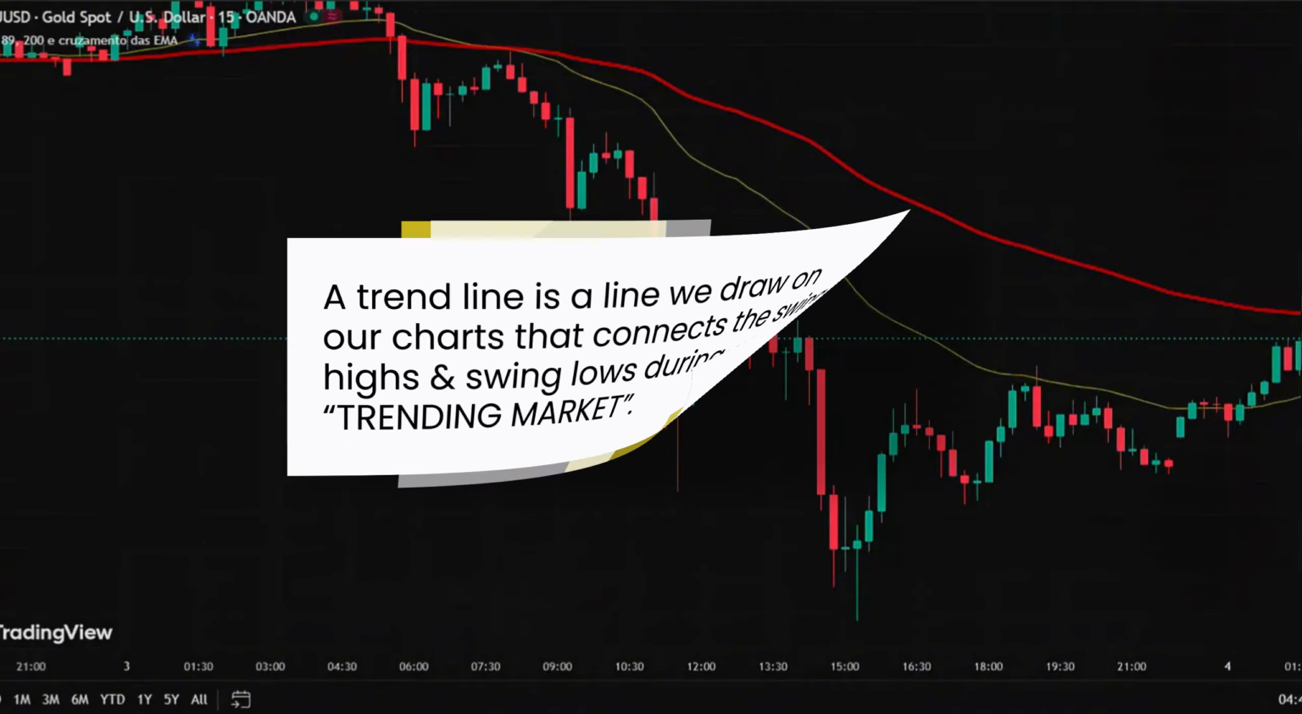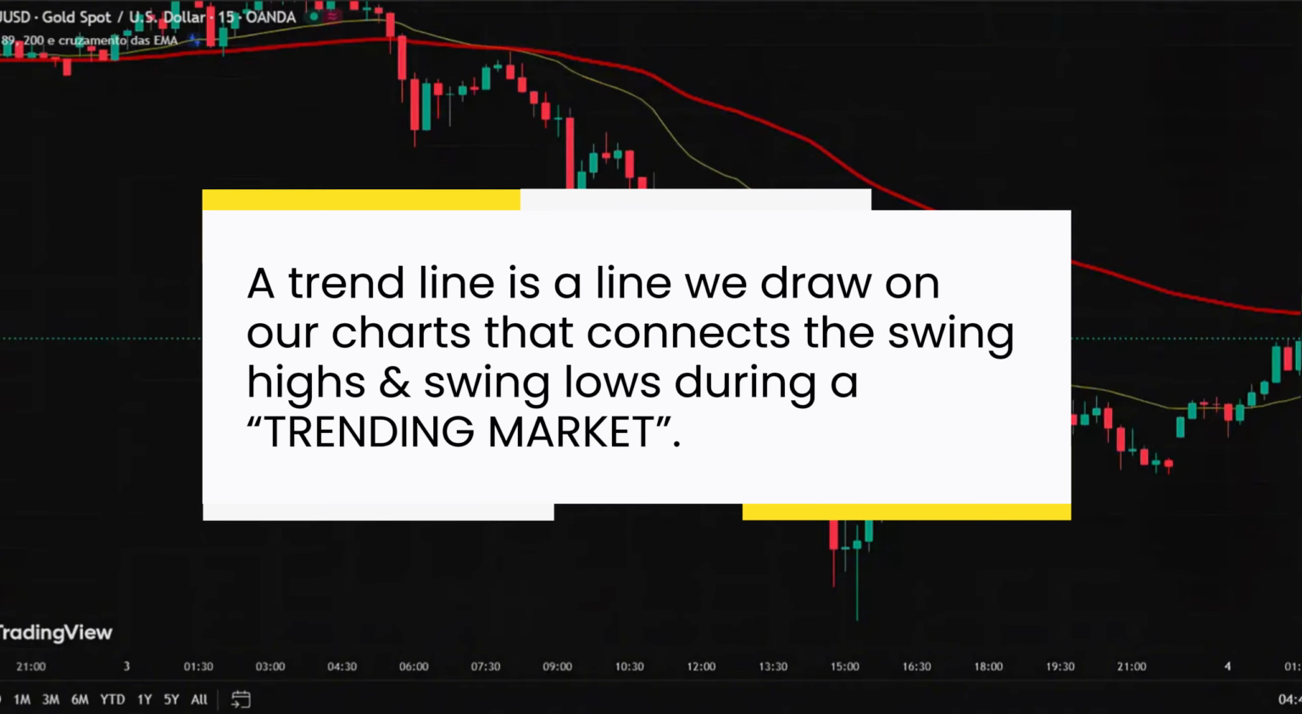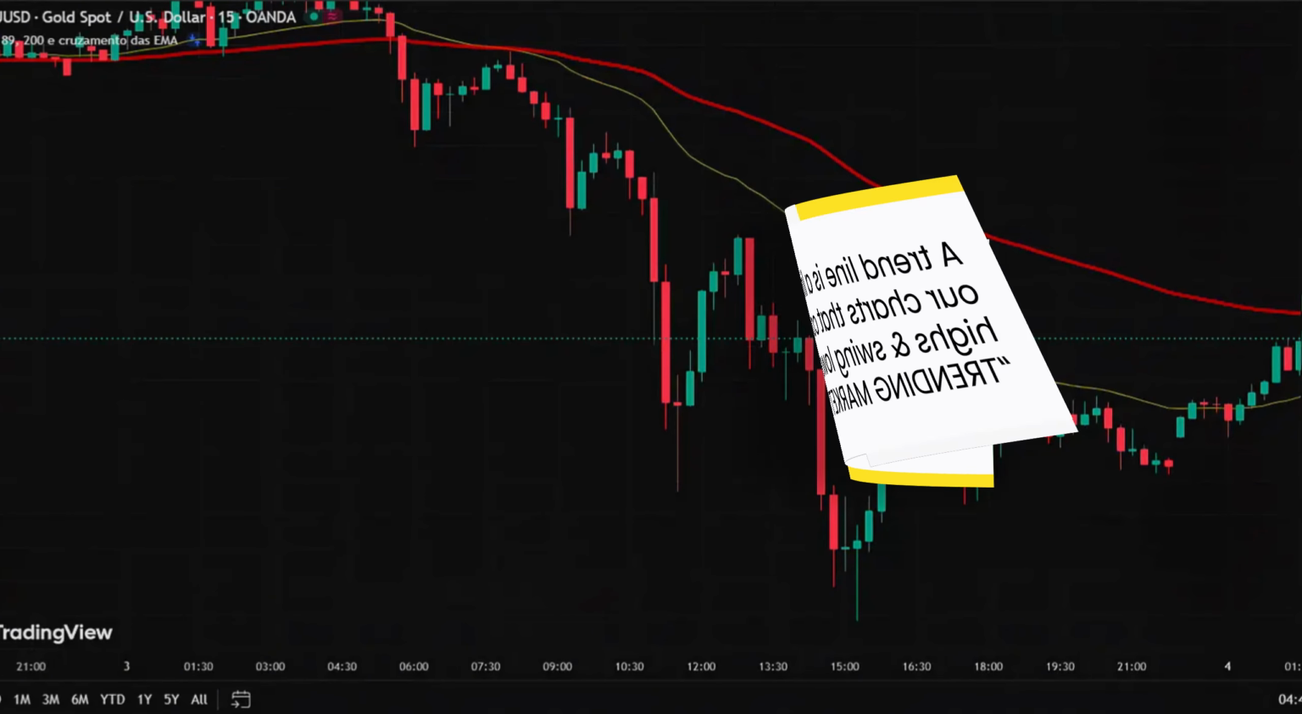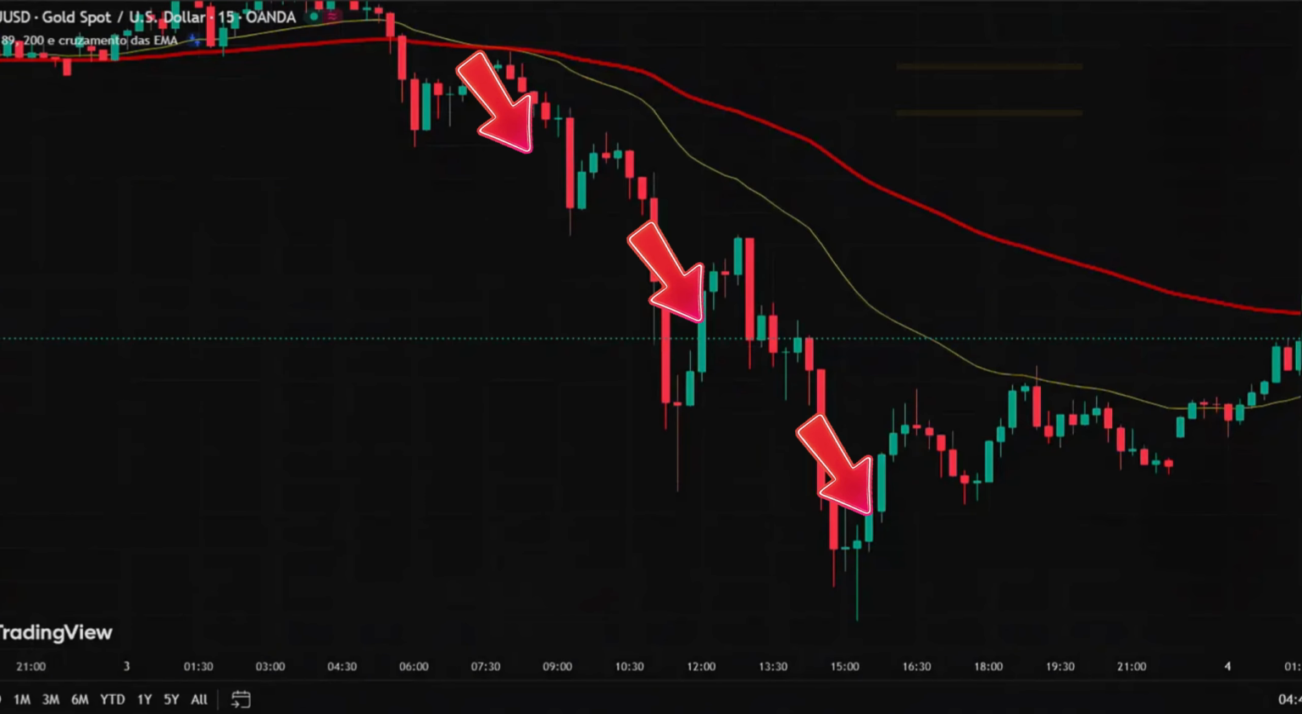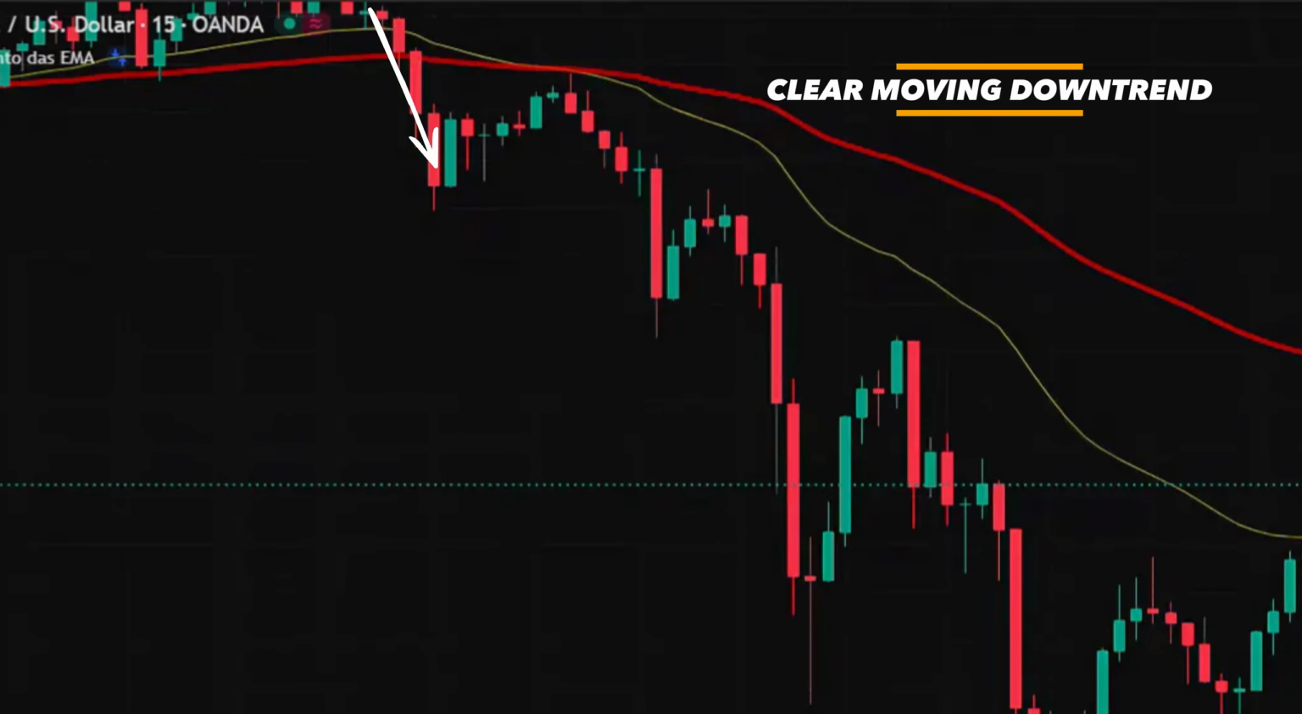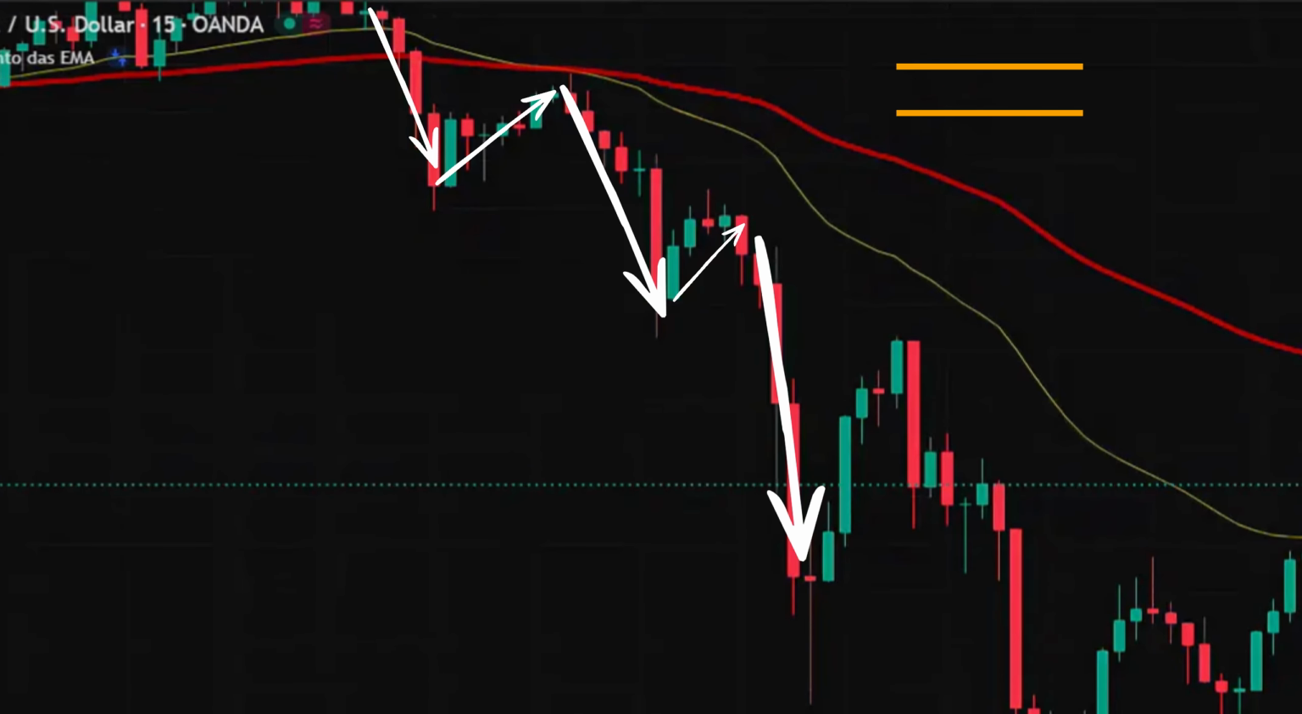A trend line is a line we draw on our charts that connects the swing highs and swing lows during a trending market. So here we have a clear downtrend. We have a run, a pullback, a run, a pullback, and a run.